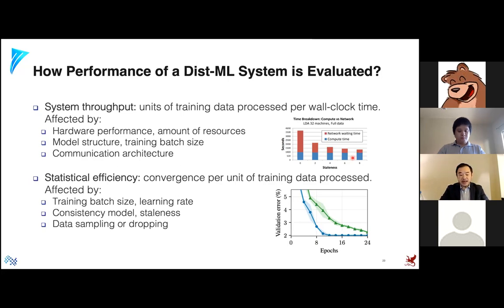machines. But at the same time, we also need to make sure that the statistical efficiency of the updates is still sound and not compromised, meaning that when you process your data, you get the same amount of improvement in your loss function when you process the same amount of data, whether you distribute it or centralize it.